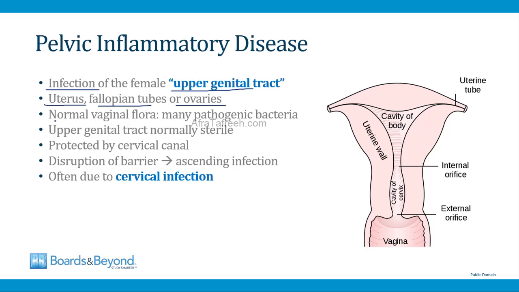In the vagina, as part of the normal vaginal flora, there are lots of pathogenic bacteria. But usually the upper genital tract remains sterile, and that's because it's protected by the cervical canal. But if anything disrupts this barrier of the cervical canal, then all those bacteria in the vagina can ascend, and that's what causes pelvic inflammatory disease. And what usually causes disruption of the cervical barrier is a cervical infection.